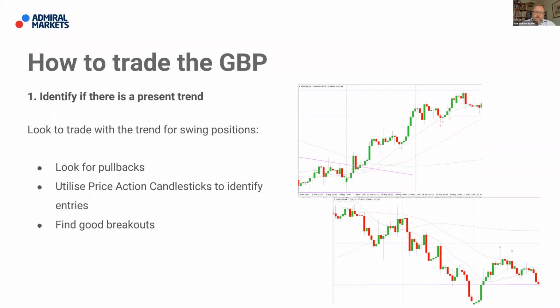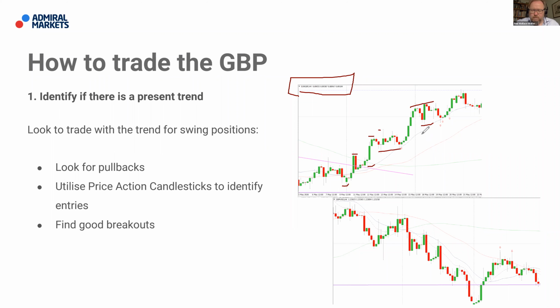So, as we said, in terms of how to trade the GBP, identify if there is a present trend, and we're looking to trade with the trend for particular swing positions. Let's use the old drawing tool here. I've a couple of charts here. This is the euro sterling on the 4-hour chart, and hopefully you can identify that this is a nice trend that we are seeing playing out here.